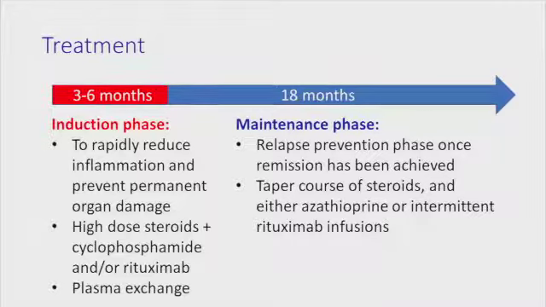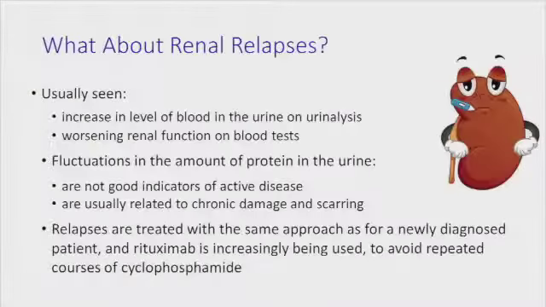And classically, we used azathioprine, methotrexate, CellCept in a few cases, but now we are more frequently using intermittent rituximab infusions every 4 or 6 months.